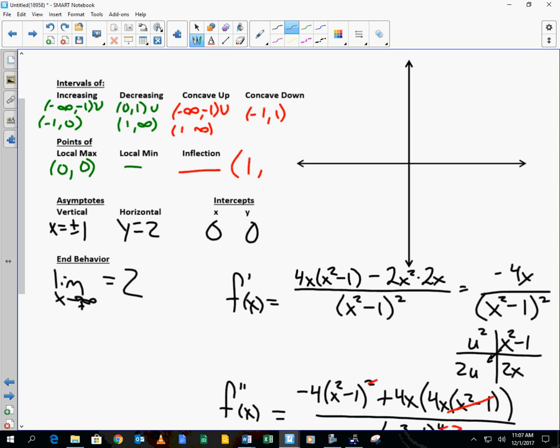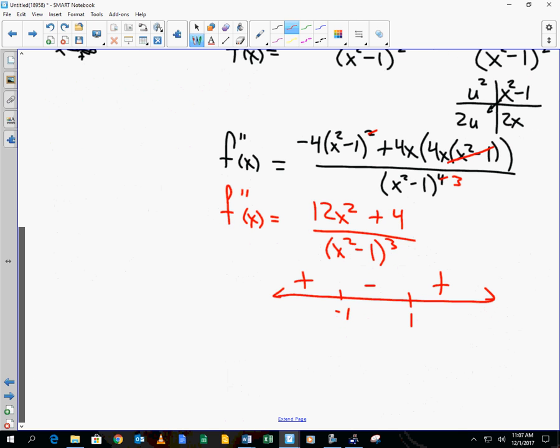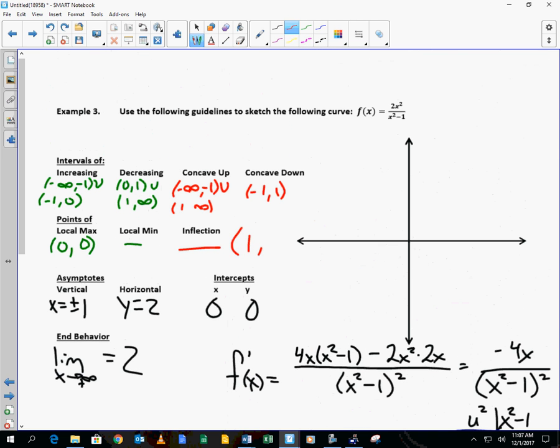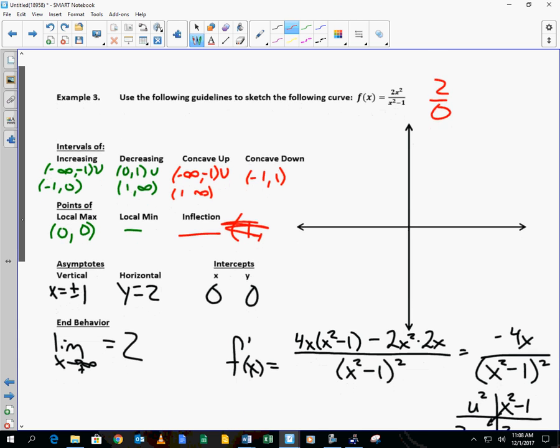Okay? All right. So let's make your point, Kelvin. You said it looks like it's got an inflection point at 1, right? For crying out loud, it changes from negative to positive. Agreed? So then go ahead and plug that 1 back in the original, and you get 2 over 0. I got nothing. Does that make sense? Okay, so you don't have an inflection point.